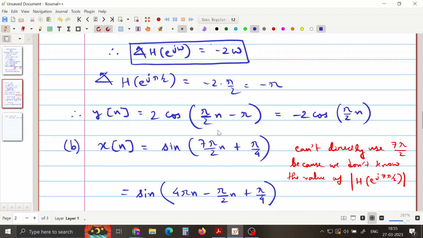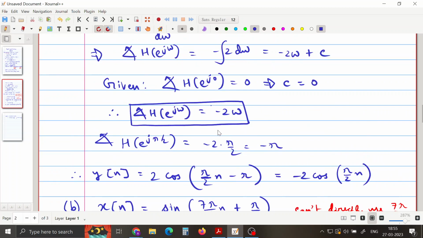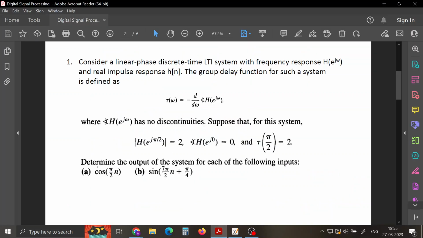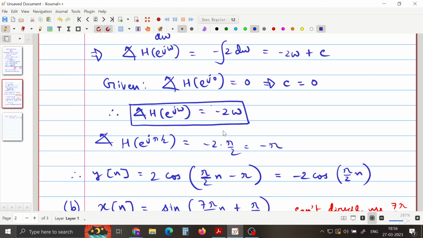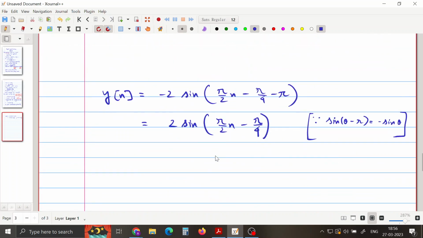In the previous part, in part A, we calculated this expression for the phase, minus 2 omega. Remember? So it's a continuation of that one. It's the same question only. Just in the two cases, the inputs are separate, and we need to find the output. The system is the same. Okay, so for minus 2 omega, we just put omega equals pi by 2 and we got minus pi.